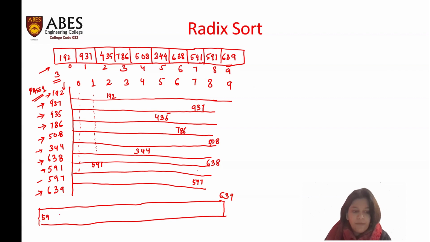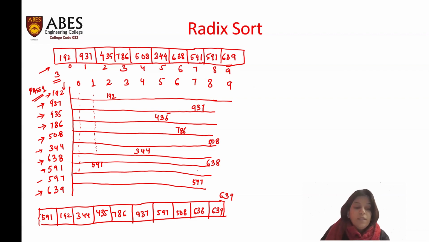It will have 591 on the first place. Then we will have 192. Then we are going to have 344. Then 435. Then we will have 786. Then we are going to have 937, 597, 508, 638, and 639.